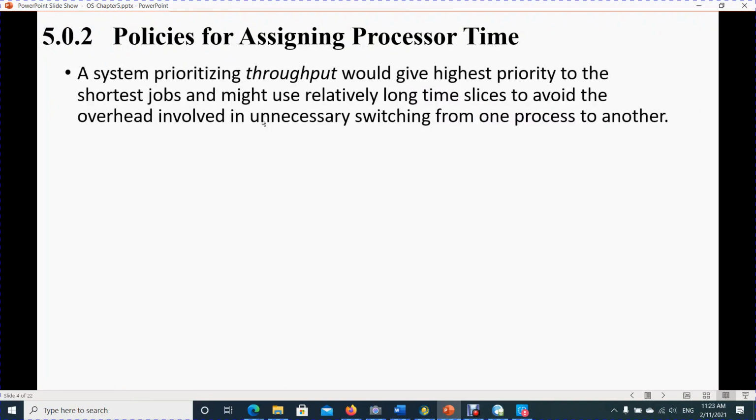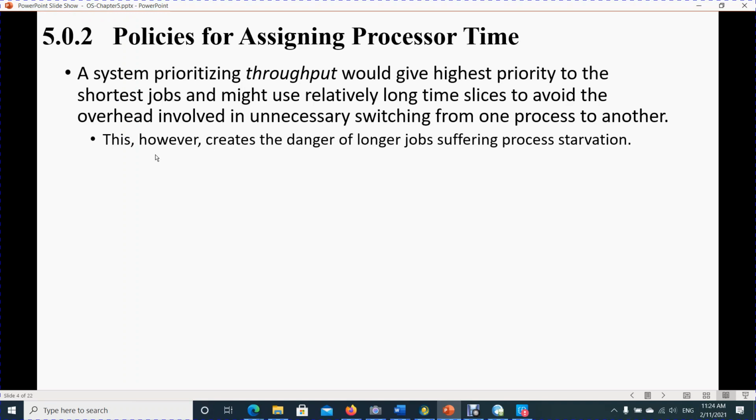A system prioritizing throughput is going to give higher priorities to short jobs and use long time slices that would avoid the overhead involved in switching from process to process. It does create the danger of having longer jobs suffering starvation.